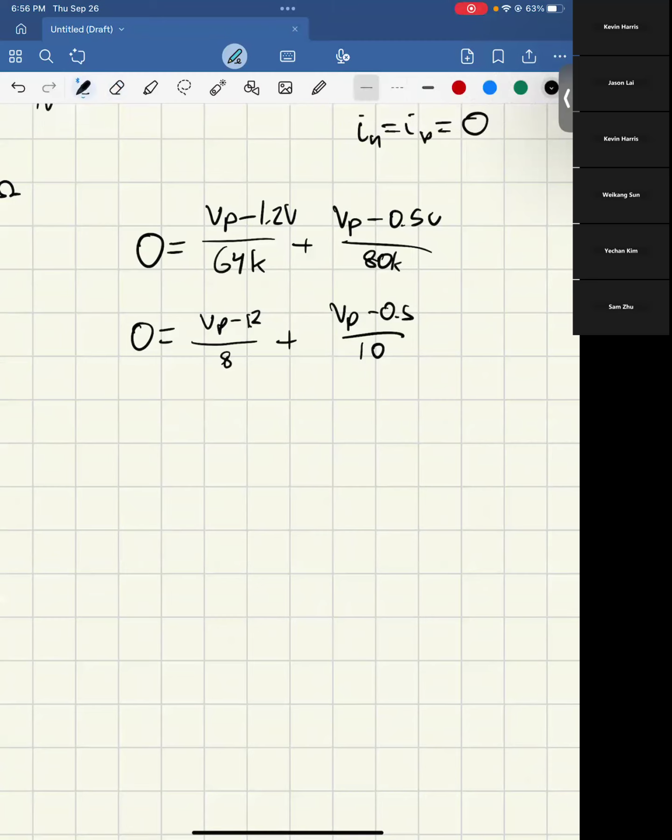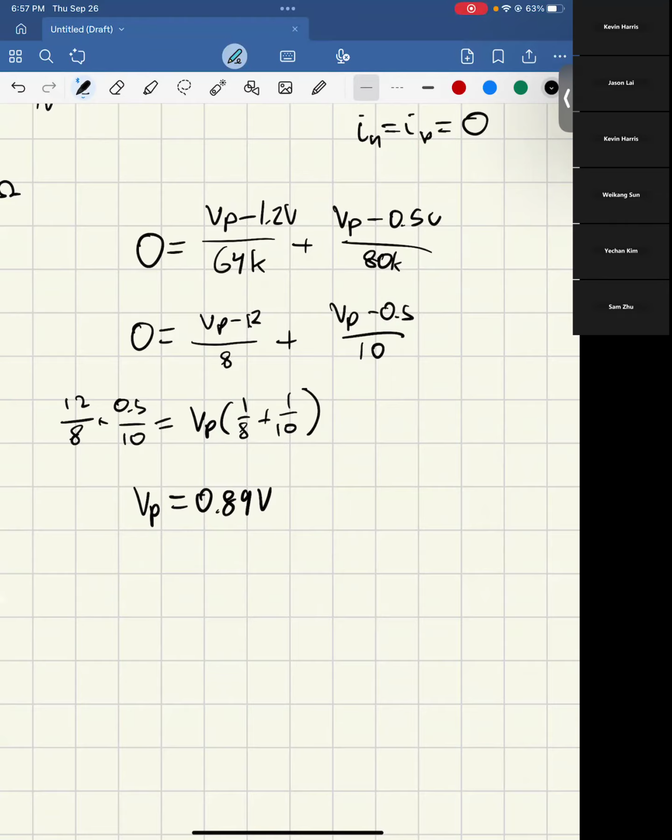I'm just going to kind of do it all at once here. You move that to the other side, and then you're going to have Vp times 1/8 plus 1/10, and then you divide that over, and you end up getting that Vp equals 0.89 volts. You can do that in a calculator. Hopefully, you know enough algebra that you don't mind about that.